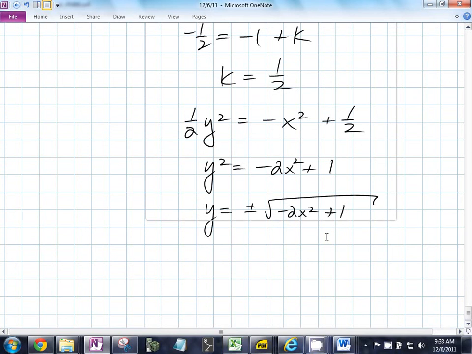So what do you get? y is equal to negative the square root of negative 2x squared plus 1. There it is. Was this a really nice one? Absolutely. How many points do we think this is worth?